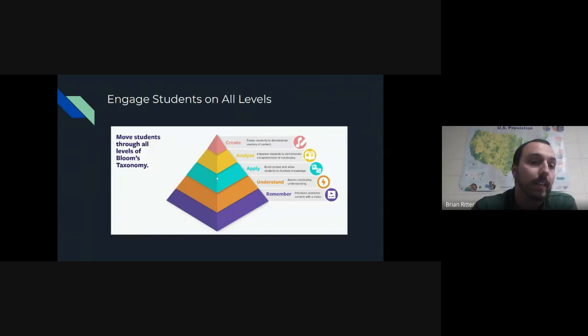One thing here, it engages students on all levels. So if we look at Bloom's taxonomy, it engages them on the lowest levels, remember and understand, but they will apply, they will analyze, and they will create different products through the different resources that Flocabulary has. And I'll talk about this in just a minute or two.